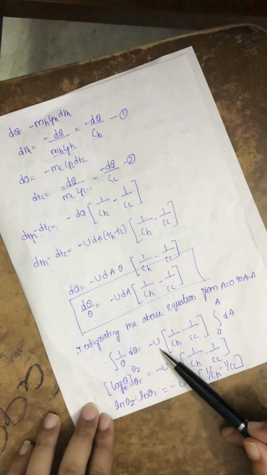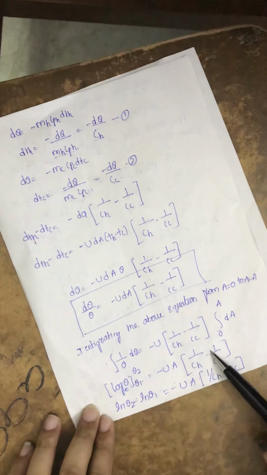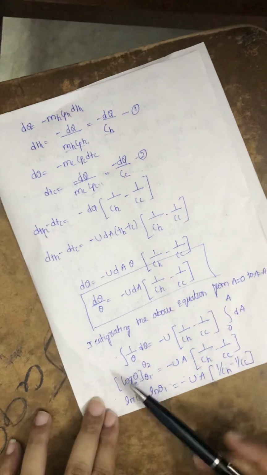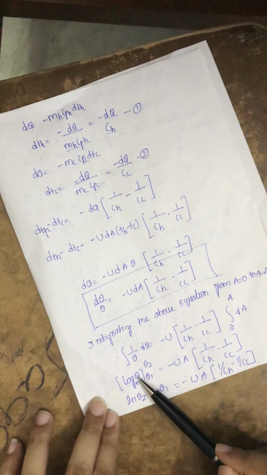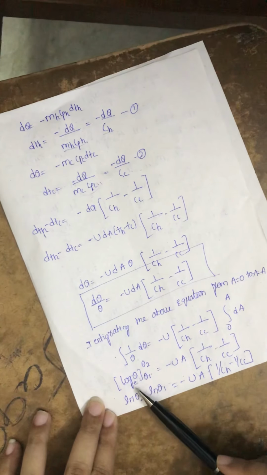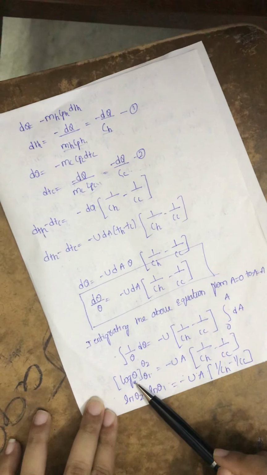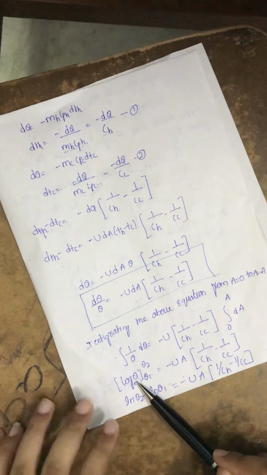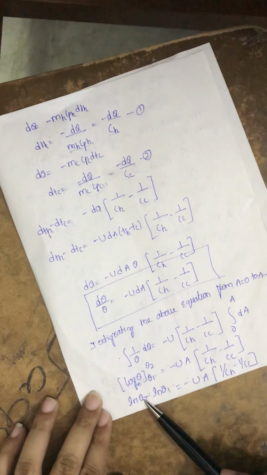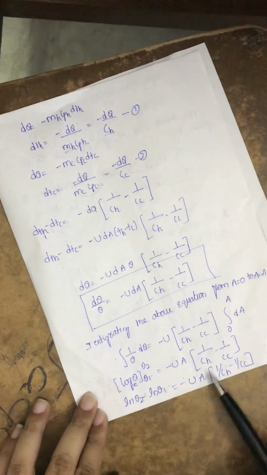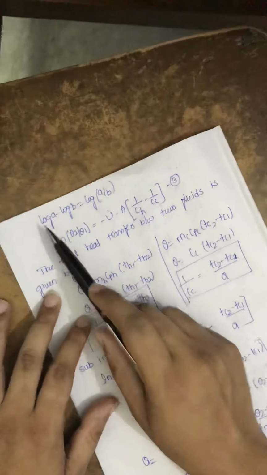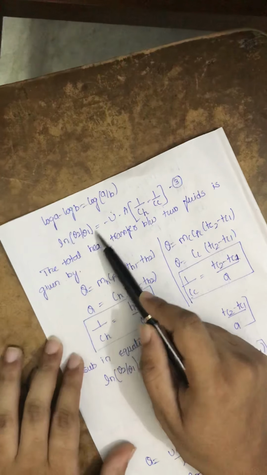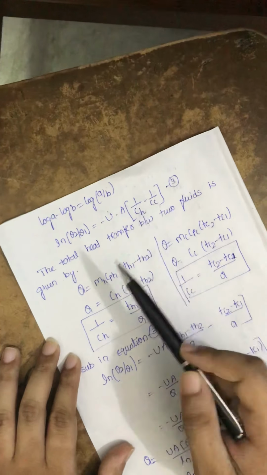So it is minus U times A, and the remaining part is (1/Ch minus 1/Cc). Upper limit minus lower limit gives log theta 2 minus log theta 1. As it has base e, it is a natural log: ln theta 2 minus ln theta 1 equals minus UA (1/Ch minus 1/Cc). And we know that log a minus log b is equal to log a by b. So we write it as ln(theta 2 by theta 1) equals minus UA (1/Ch minus 1/Cc).